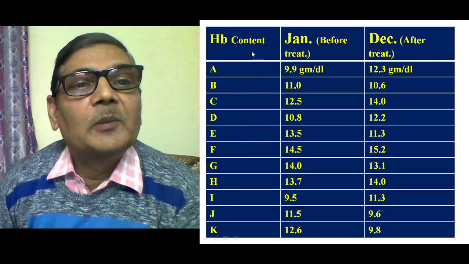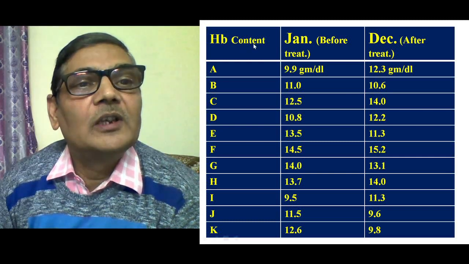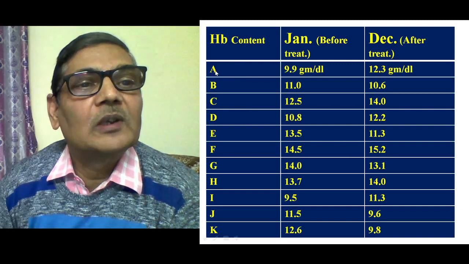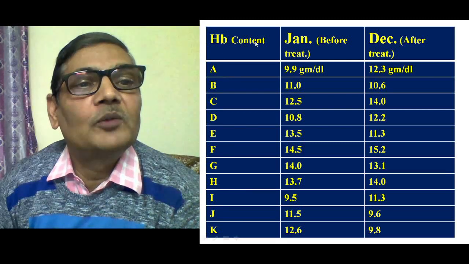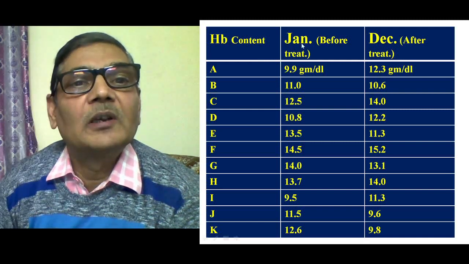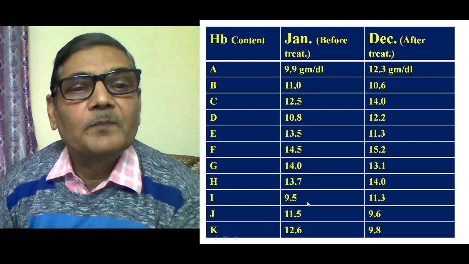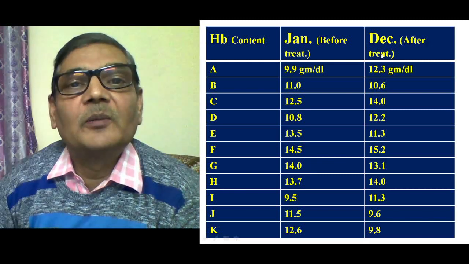Now in this table, a particular example is given, and we shall try to apply this Wilcoxon signed rank test in this example. Hemoglobin content, see in the first column, hemoglobin content in 11 individuals, these individuals are A, B, C, D up to K. 11 persons have randomly been selected from a population and their hemoglobin content was measured. Values of their hemoglobin content measured in the month of January, that is before treatment, is given in this middle column.